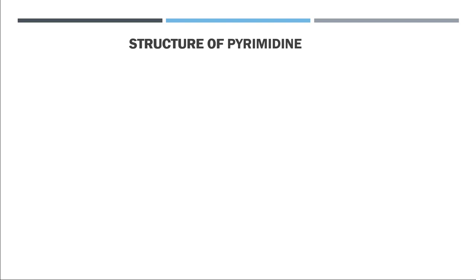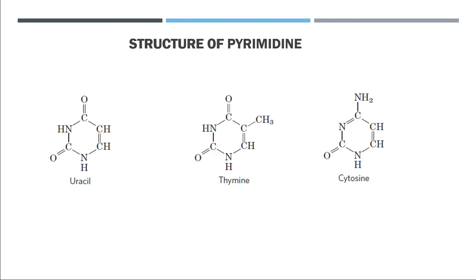Okay, now let's discuss and memorize the structure for pyrimidines. Pyrimidines consist of three different structures, that is uracil, thymine, and cytosine. Uracil is mostly present in RNAs, while thymine is mostly present in DNAs.